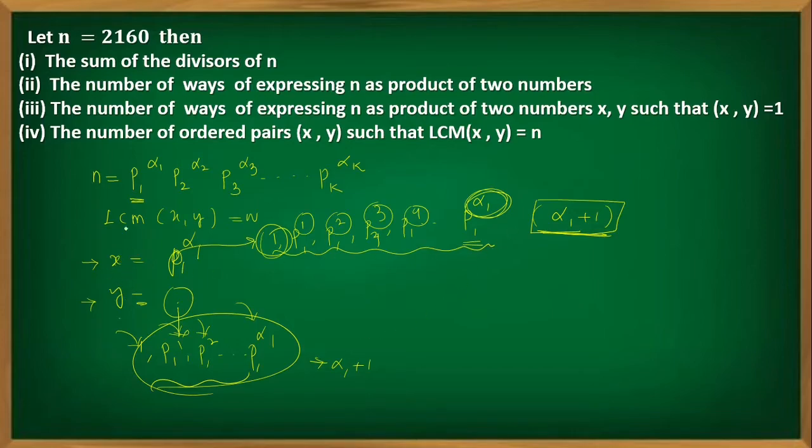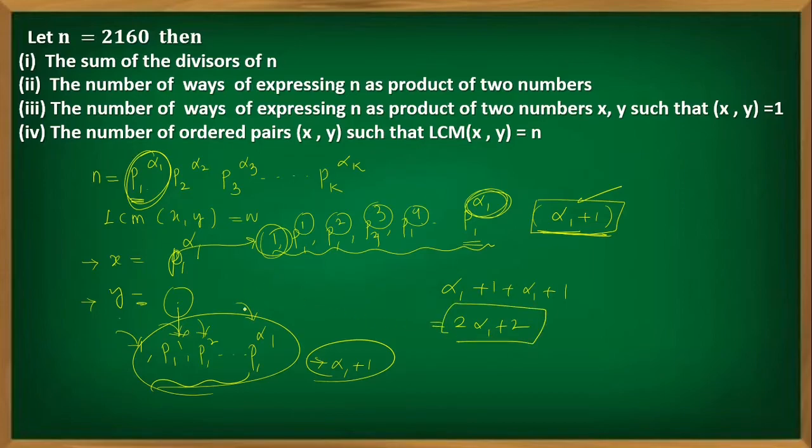So the total number of choices to make this LCM of x comma y equal to p1 to the power of alpha 1, only concentrating on the first prime, okay, p1 to the power of alpha 1. Considering only p1 to the power of alpha 1, how many choices of arrangement do you have? Alpha 1 plus 1 choices, and alpha 1 plus 1 choices. So in total you have alpha 1 plus 1 plus alpha 1 plus 1, which is 2 alpha 1 plus 2. So related to p1 to the power of alpha 1, how many choices do you have for x comma y to choose these p1 values? 2 alpha 1 plus 2.